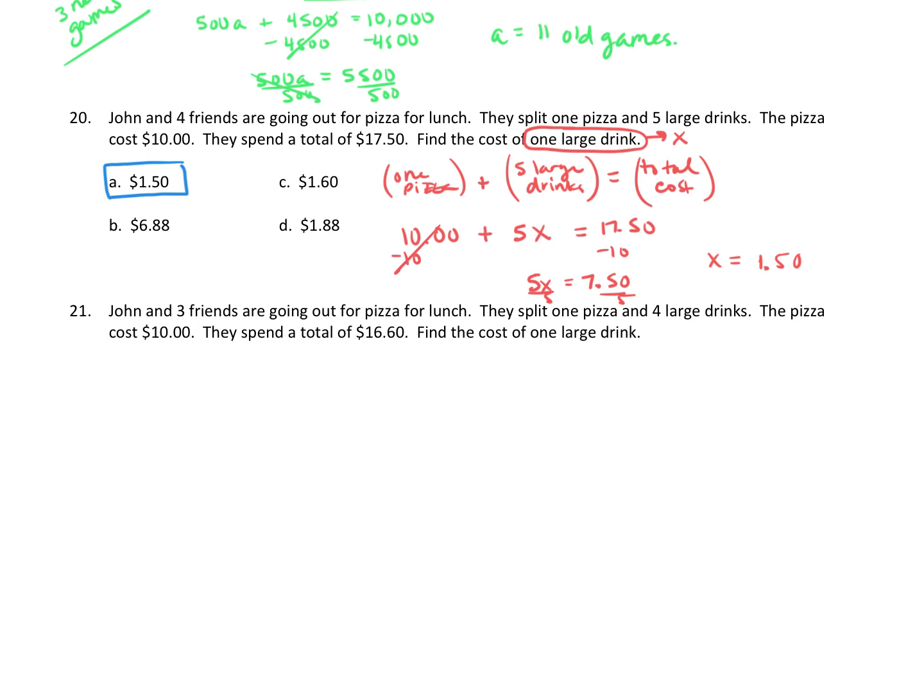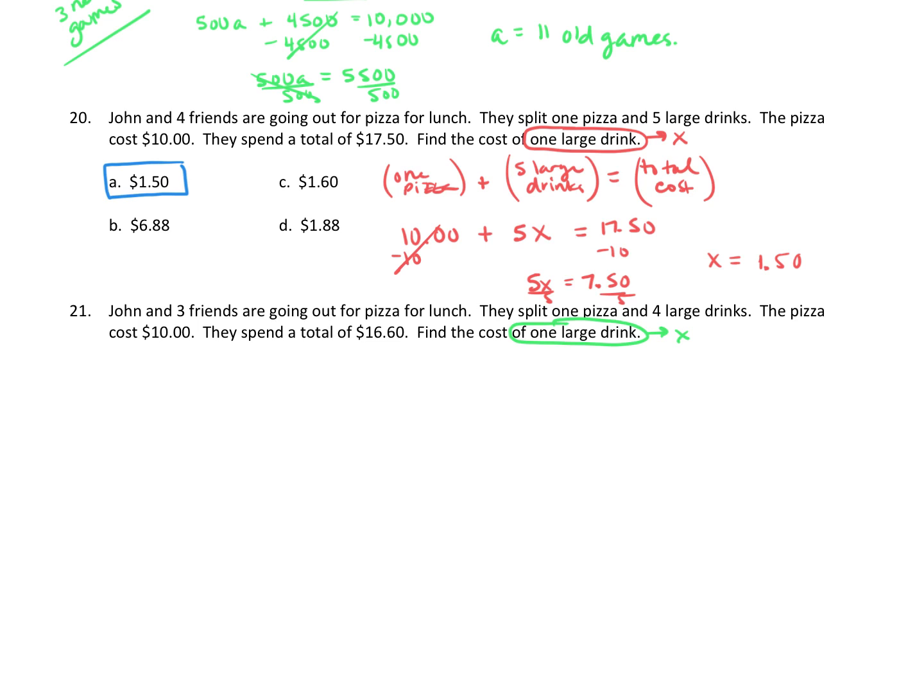All right, 21. Here's our follow-up similar question. John and three friends are going out for pizza for lunch. They split one pizza and four large drinks, so it's a little bit different. Pizza is still $10, but this time they spend $16.60. Find the cost of one large drink. Again, that one large drink, that's what our variable is going to represent. Your variable always represents whatever the question is asking for.